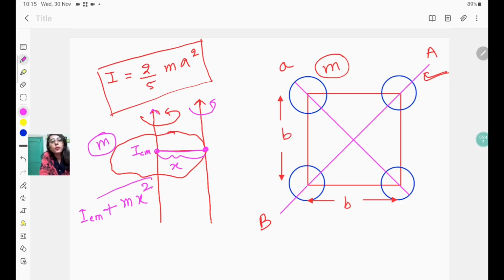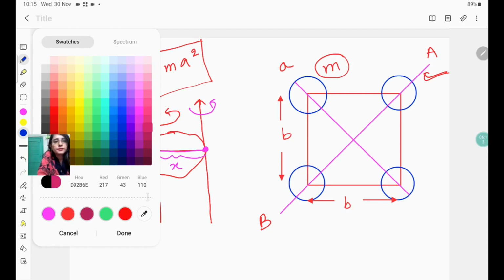Okay, so we have to apply this parallel axis theorem also here in this picture. I am just elaborating it a little bit. Now if you have to find the moment of inertia of the system, we need to find the moment of inertia of each of these spheres.